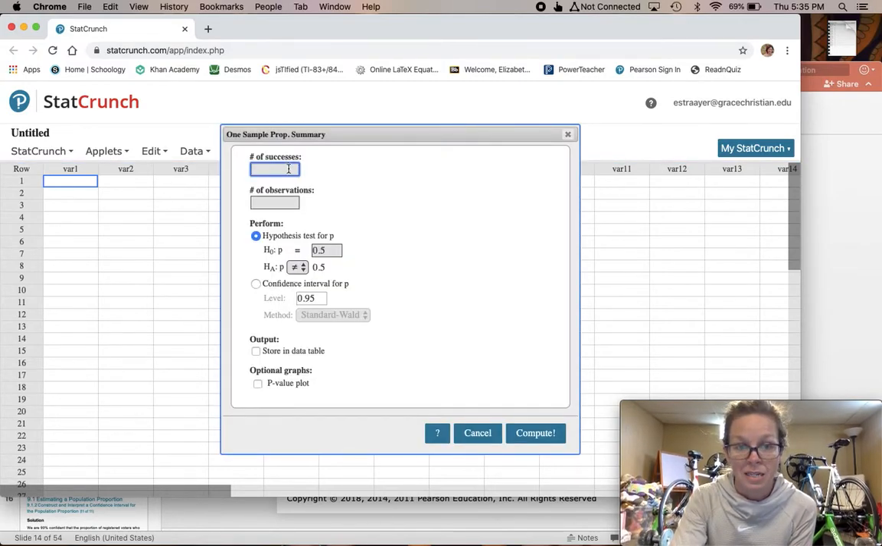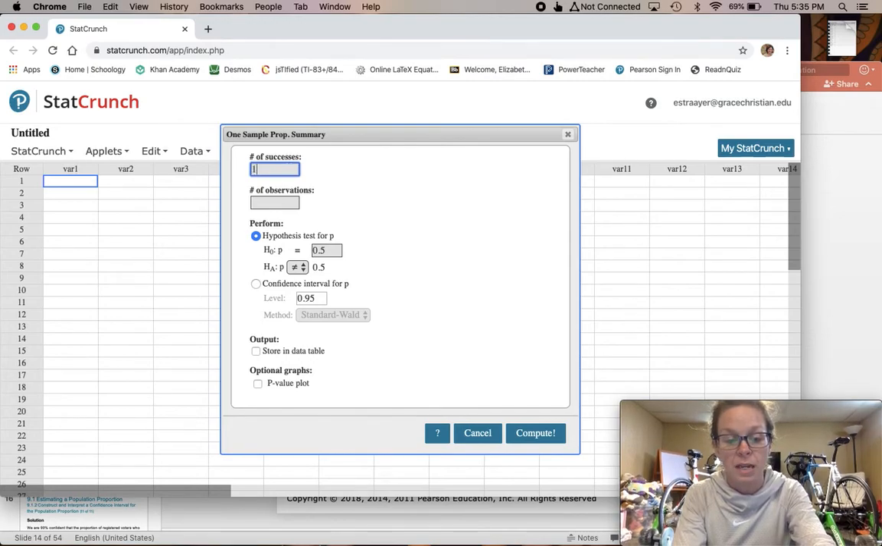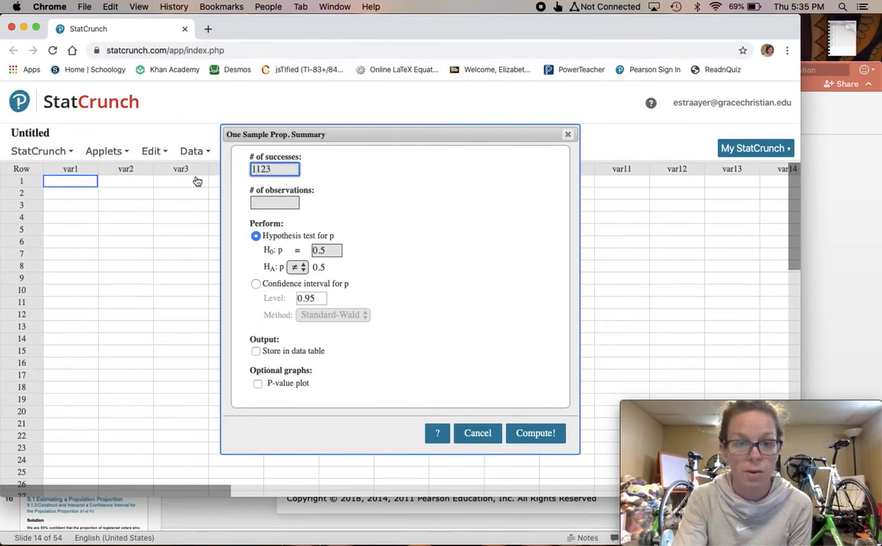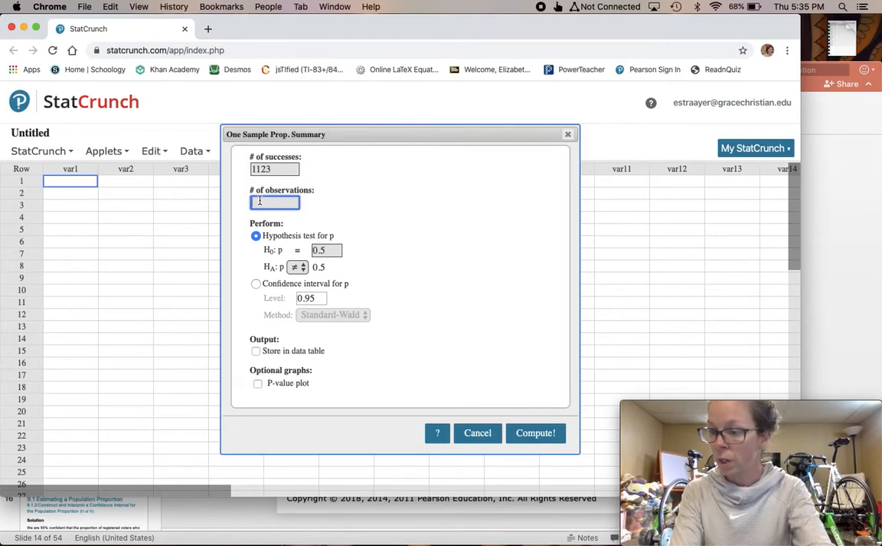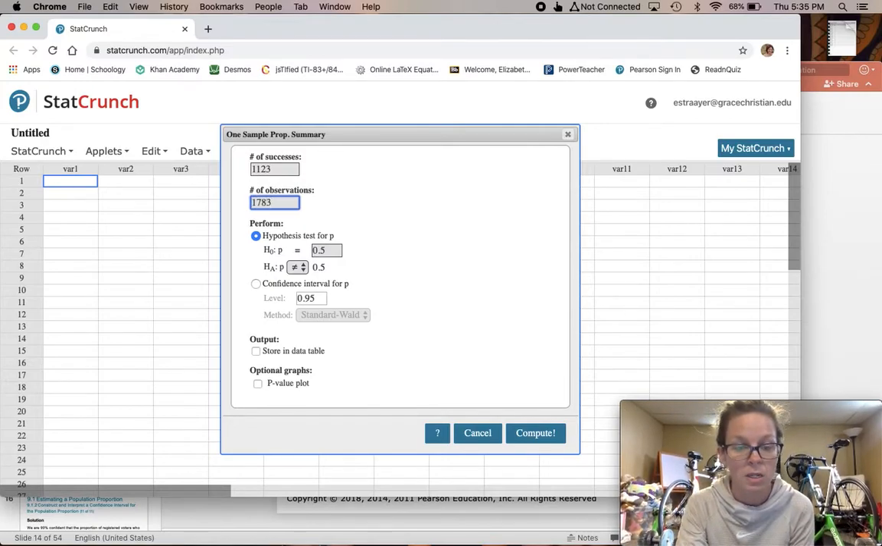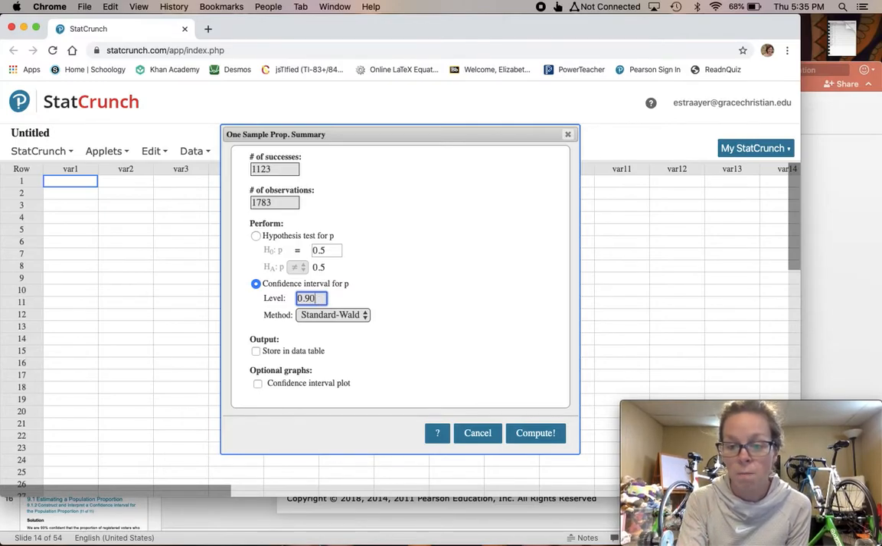Our number of successes, in this case, that's the number of people that said yes, death penalty. That was 1123. Out of our number of observations, that's how many people were in the sample, which I wrote down in my teaching notes here, 1783, because I know I would forget that. Now what we're doing is a confidence interval. This part, this hypothesis testing, we'll come back to that in a later chapter, but right now we're talking about this confidence interval thing. Our level is 90% because that's what the problem asks for. So it could ask for 90, 95, 99. It could ask for something else, but those are typically the 3 that we work with. And then I'm going to compute.